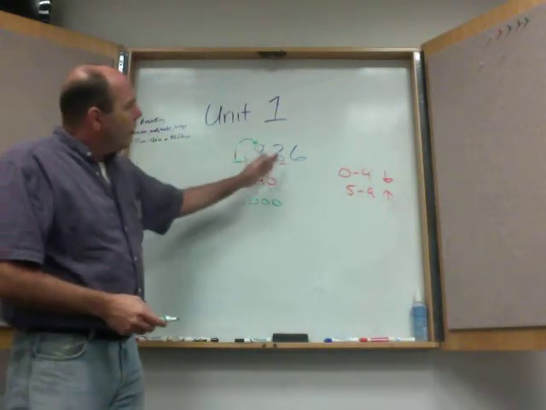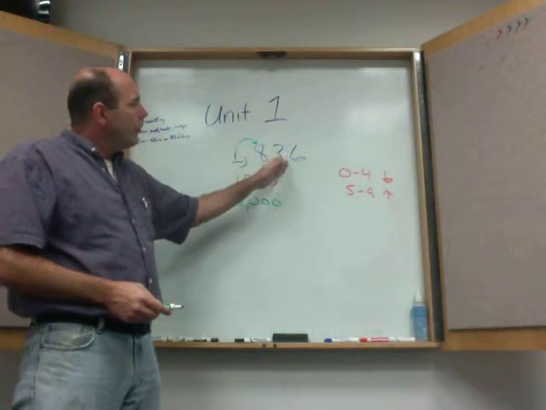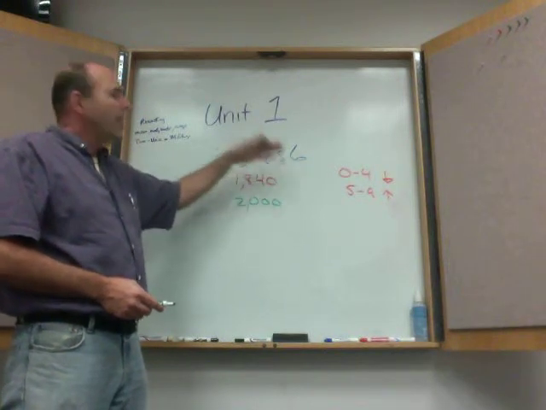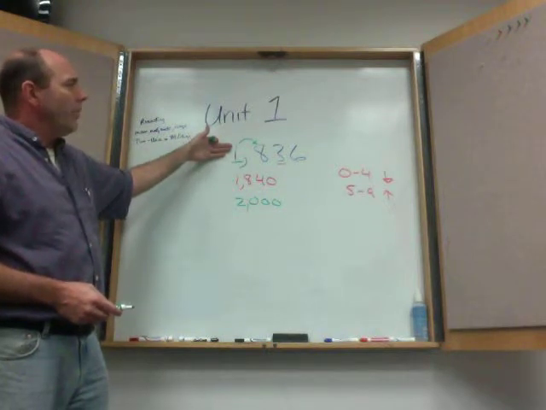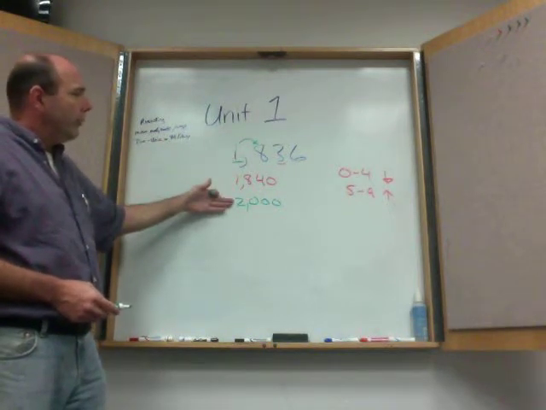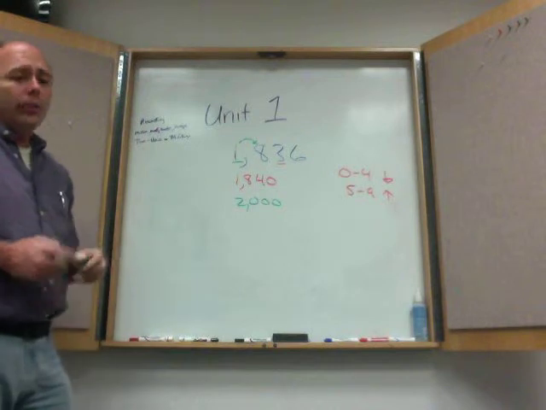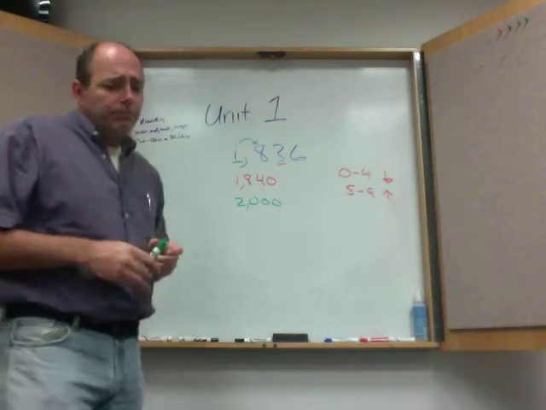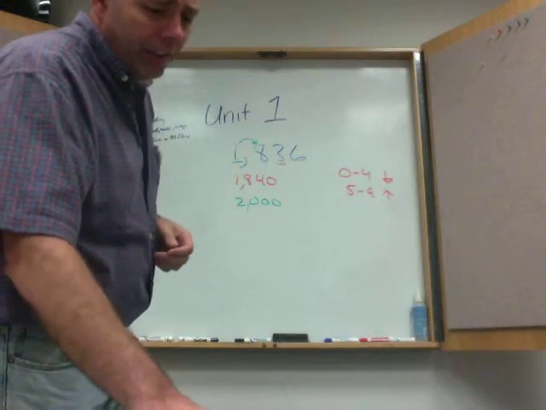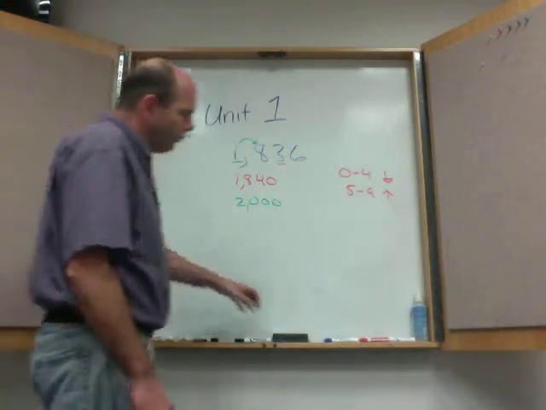You'll notice the farther to the right, the closer to the ones place that you're rounding, the more accurate the number is. This is a lot closer to 1,840 than it would be to 2,000, but they are both correct depending on where you've been asked to round to. Rounding is something that, like I said, you should already know, but it doesn't hurt to review it real quick.